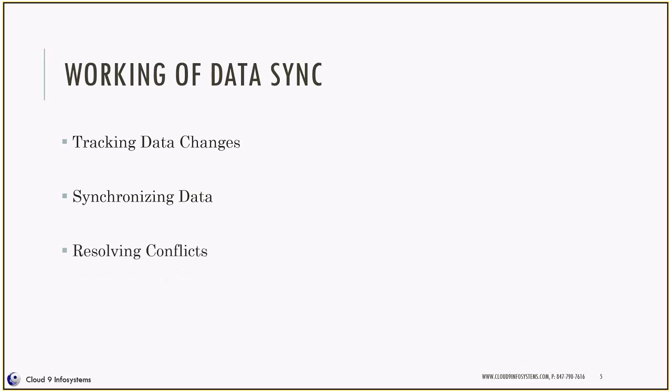The third one is resolving conflicts. Data sync provides two options for the conflict resolution policy: hub wins or member wins. If you select hub wins, the changes in the hub override the changes in the member. If you select member wins, the changes in the member override the changes in the hub. If more than one member is present, then the final value depends on which member syncs first. That is how it works.